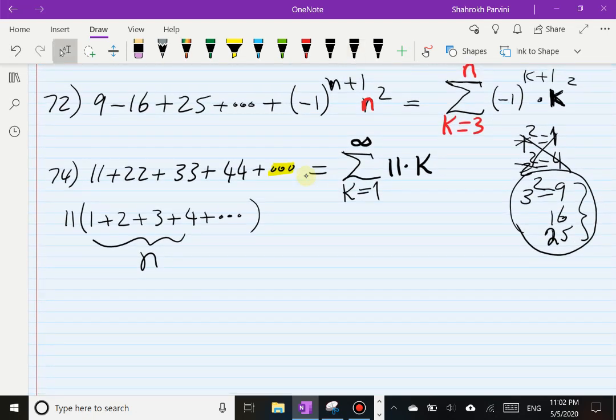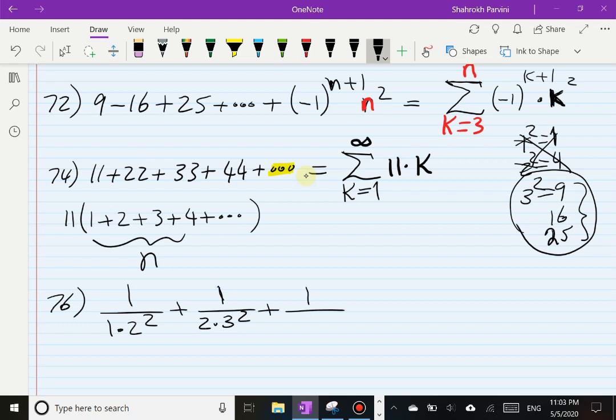Let's take a look at the last one and we'll be done with this section. In number 76, again, we go 1 over 1 times 2 squared plus 1 over 2 times 3 squared, and see if you can guess what the next one's going to be. 3 times 4 squared. What about the next one? We go 1, 2, 3. Next one should be 4. And then we went 2, 3, 4, next to that should be 5.